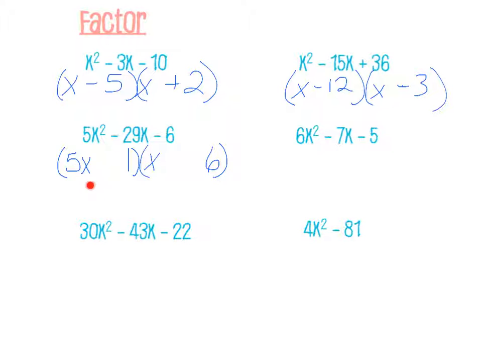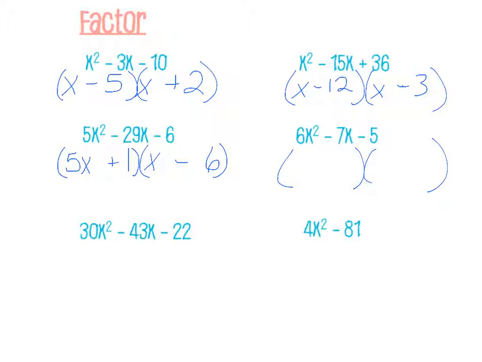Let's look at what happens. You choose 6 and 1, that gets you clear up to a 30x and a 1x. If I subtract those two, I'll get my 29 that I want. I want it to be a negative 29, so we're going to have to make that negative 30 and a positive 1. Next problem.